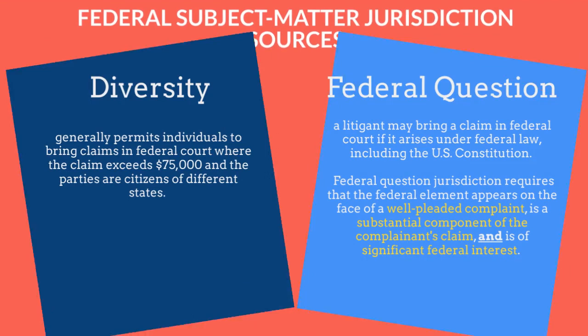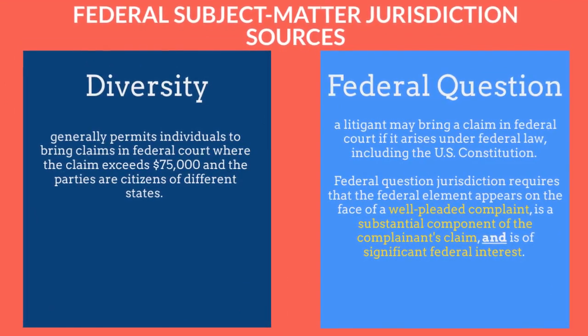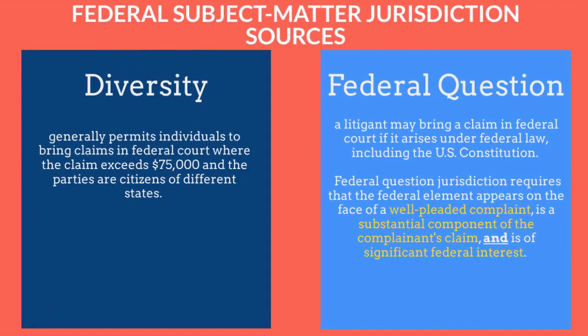The two primary sources of subject matter jurisdiction of the federal courts are diversity jurisdiction and federal question jurisdiction. Diversity jurisdiction generally permits individuals to bring claims in federal court where the claim exceeds $75,000 and the parties are citizens of different states. See 28 U.S.C. Section 1332. So if a citizen of New York sues a citizen of California for more than $75,000, a federal court would have subject matter jurisdiction to hear that claim.